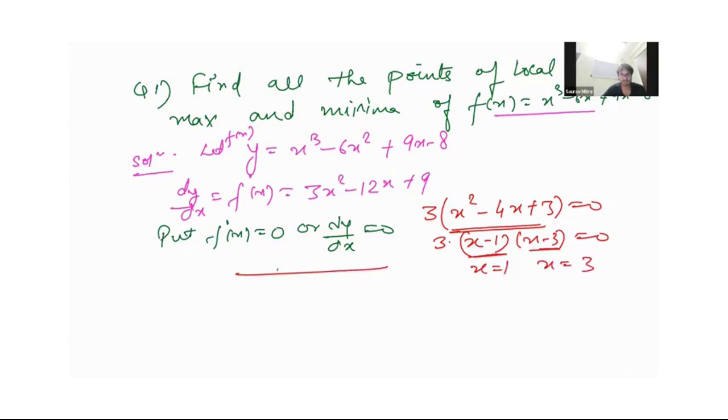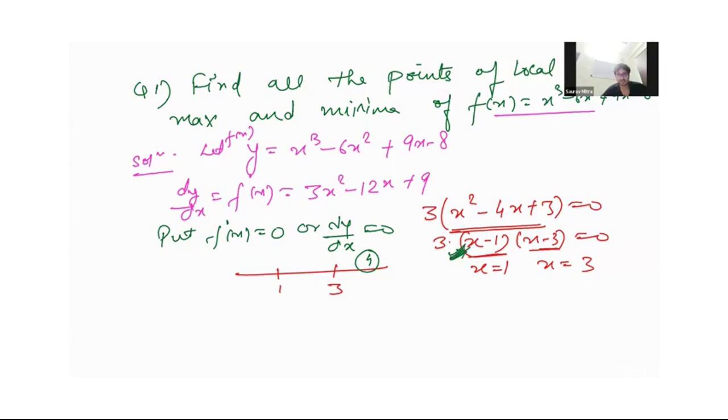So we will plot these numbers on the number line. Now we will check the nature. After 3 we will check a point, let us say 4, a number beyond 3. If we put this 4 in our f dash x, consider f dash x here, in its simplest form.